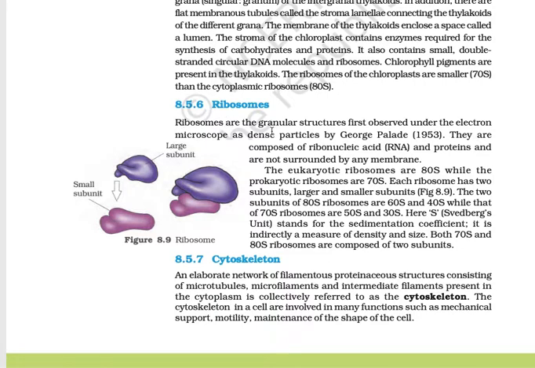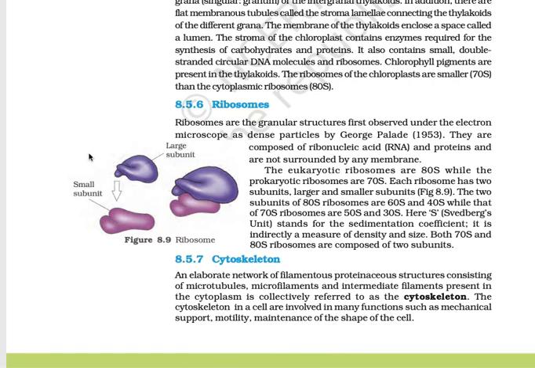Ribosomes. Ribosomes are the granular structures first observed in the electron microscope as dense particles by George Palade in 1953. They are composed of ribonucleic acid and proteins and are not surrounded by any membrane. The eukaryotic ribosomes are 80S while the prokaryotic ribosomes are 70S. Each ribosome has two subunits, larger and smaller subunits.